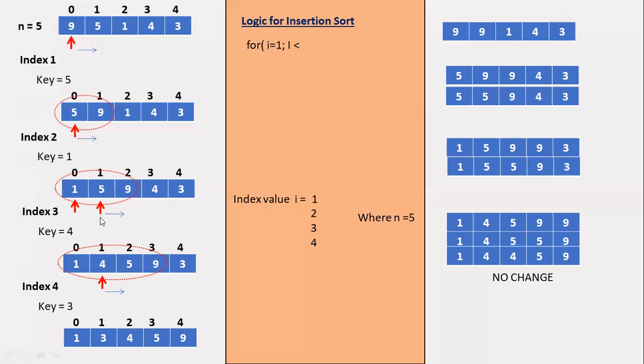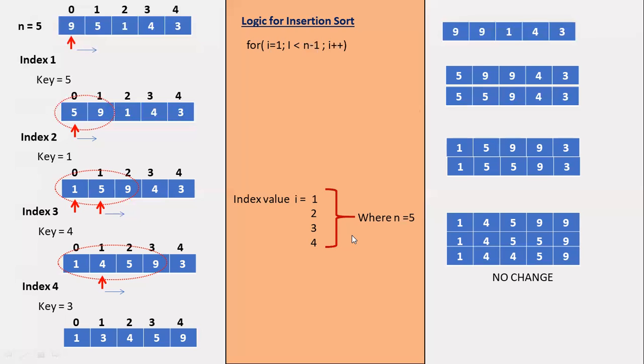Now let us write the logic for the insertion sort. So for I is equal to 1, that is, for the index value I is equal to 1, 2, 3, 4, for n is equal to 5. That is according to the example what we have seen just now. So for I is equal to 1, I less than n, I plus plus. So we have to perform these 4 iterations first.